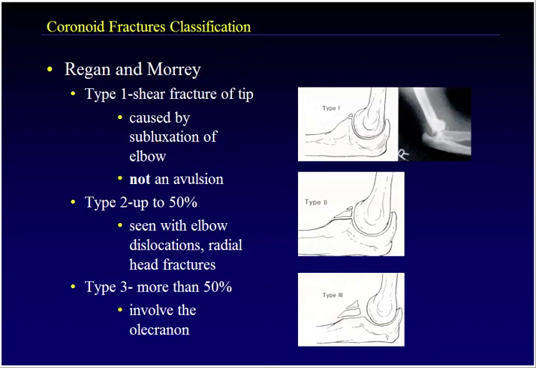Type 2 fractures can involve up to 50% of the coronoid process. Those are seen with elbow dislocations and radial head fractures. And type 3s are much more significant involvement and actually extend into the olecranon process itself, and those can be very unstable.